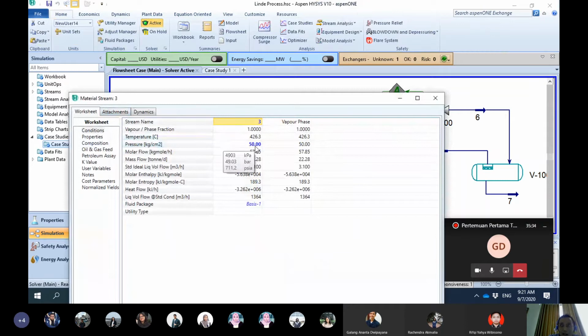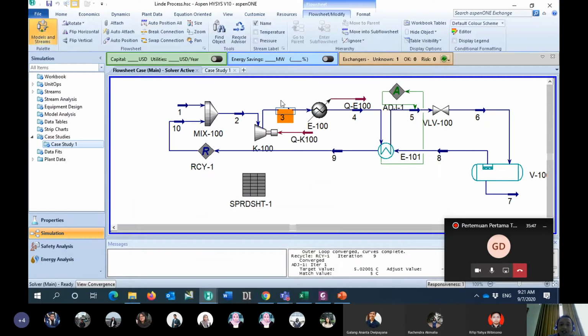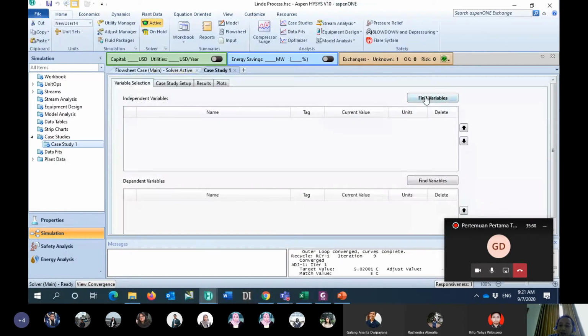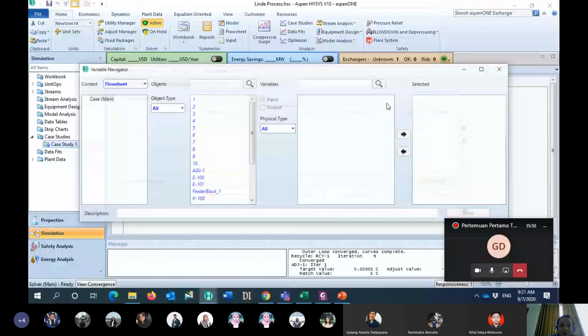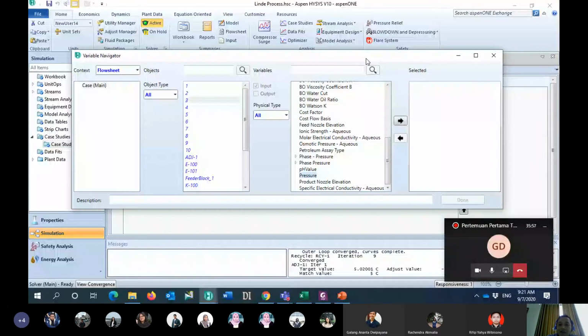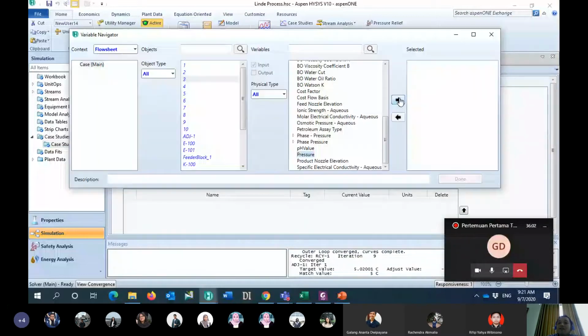Now my question, can we change the variable of pressure in stream number 3? Yes, it's possible. Previously we put in the value of 50 kilo, but now we can change it to 60, 70, it's okay. So what we can do is find the variable stream number 3, which is pressure. Then I will move this pressure to the right side as the selected variable, and I say done.